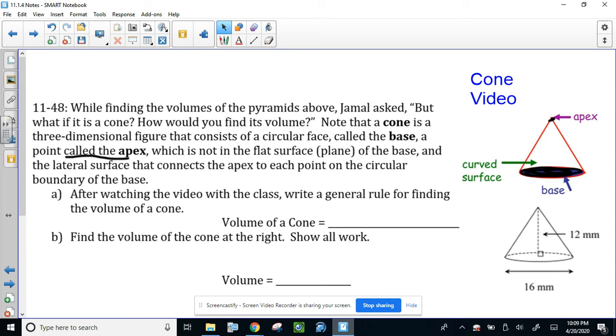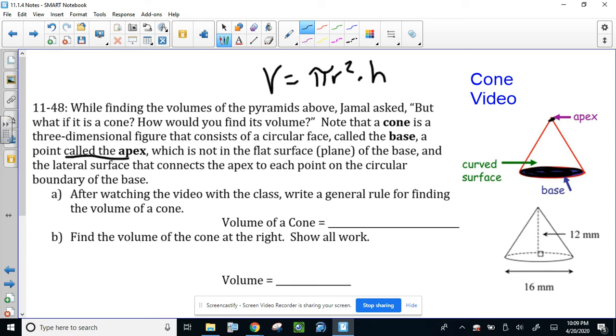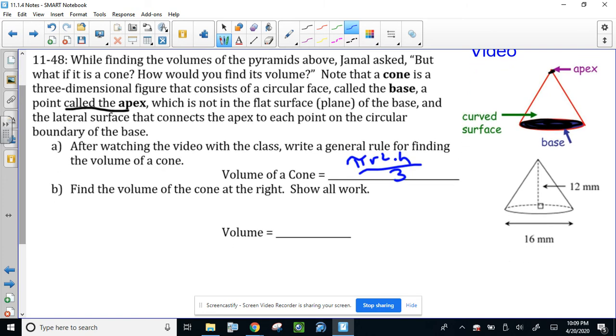So how does that work with our formula then? Well, we knew that a cylinder had a volume that was pi r squared, the area of the base, times the height. So if it takes 3 cones, then we're going to use the same idea, pi r squared times the height, and then we'll just divide by 3.